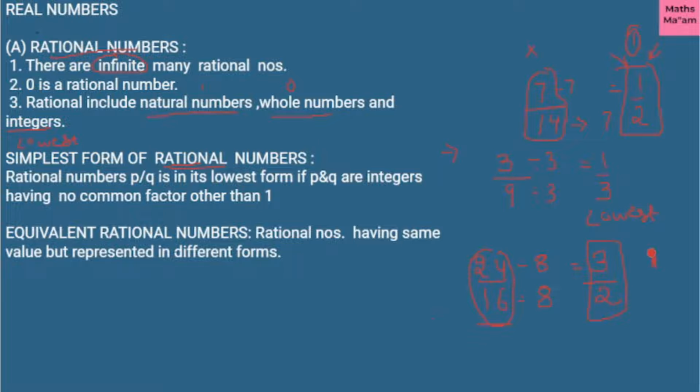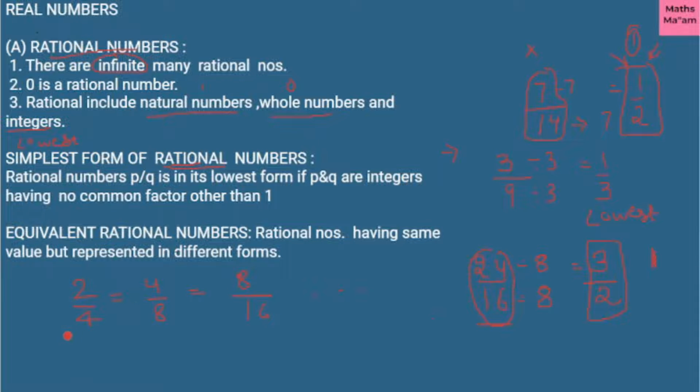Right. Now next is equivalent rational numbers. Equivalent rational numbers means equivalent fractions, like 2 by 4 is equal to 4 by 8 is equal to 8 by 16, okay, and so on.